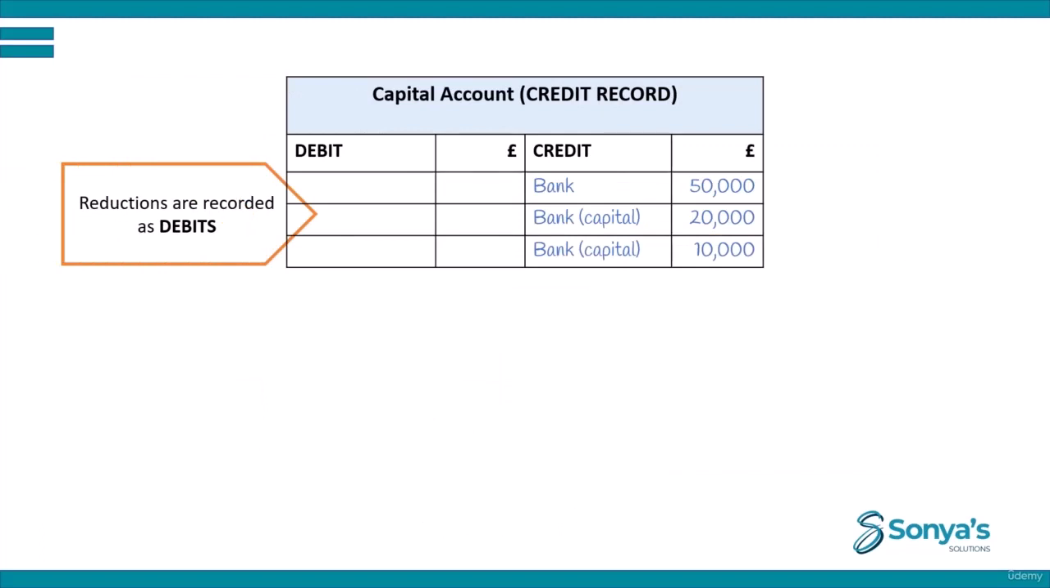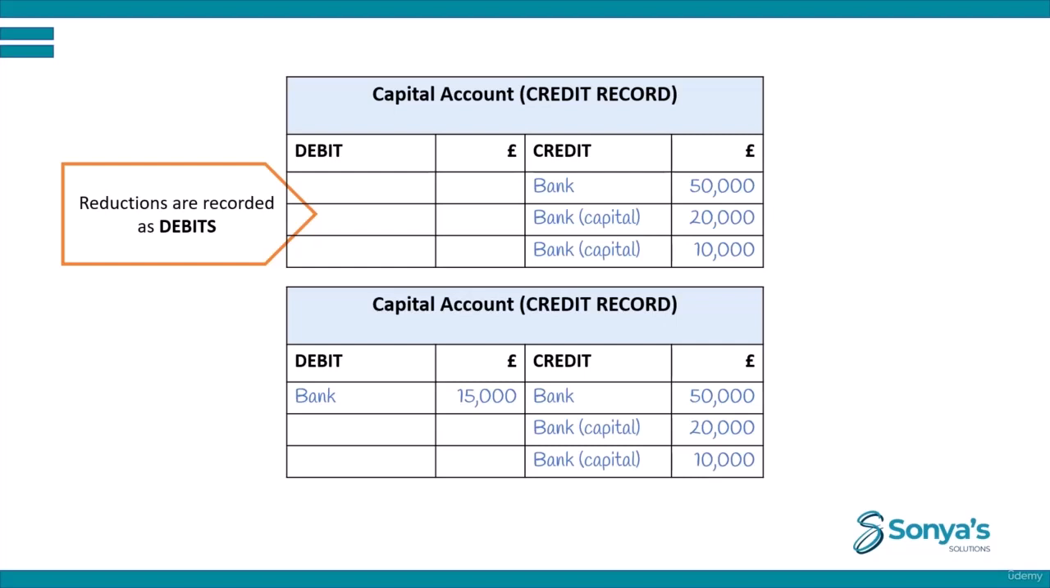The debit side of the account is used to record transactions that reduce the amount owed to you, the investor. For example, you might take back £15,000. To recalculate the balance on the account, we deduct the debit entry from the total of the credit entries. The revised account balance, the amount owed to you, is now £65,000.